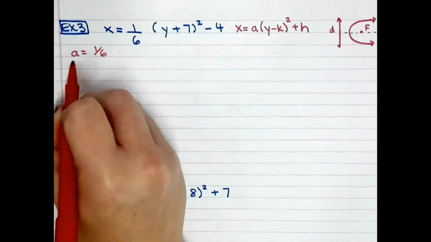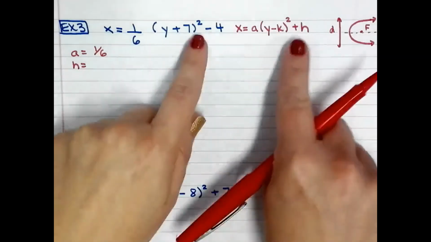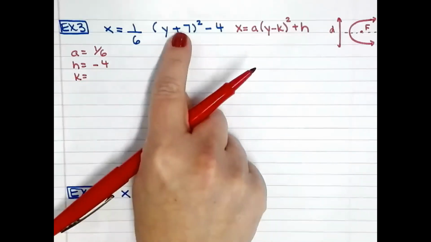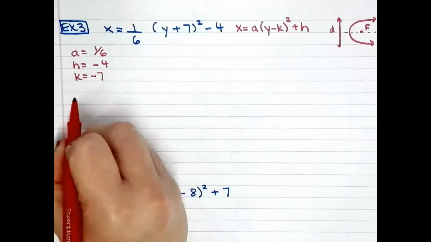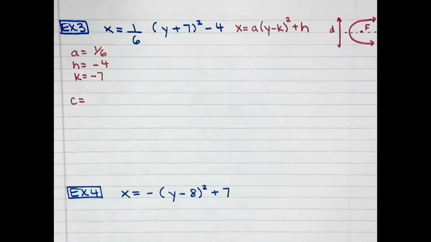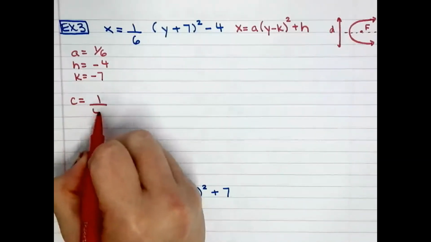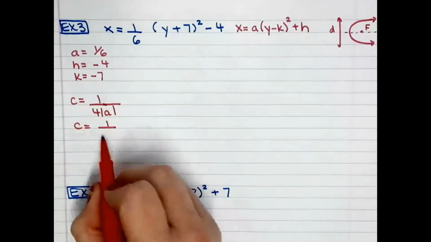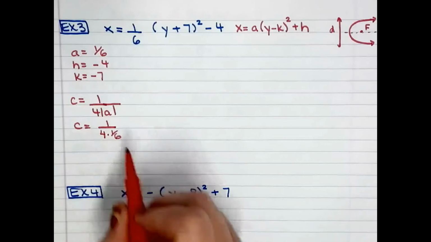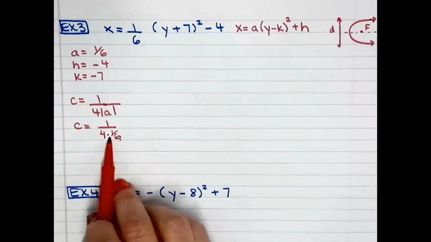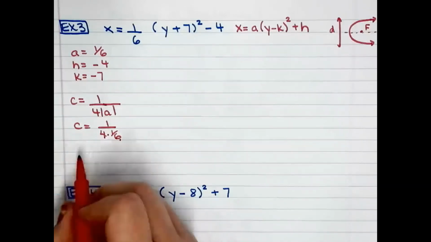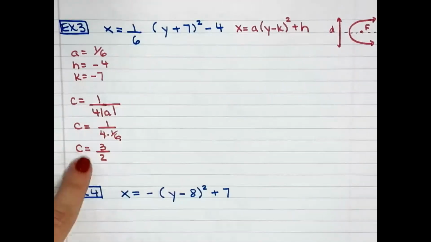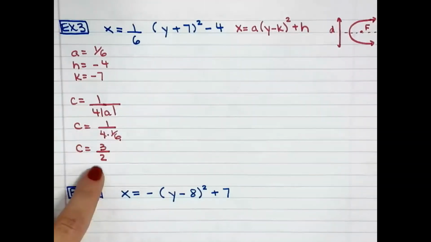Okay, so A is 1 over 6. H is that one right there, so -4. And K is -7. I already know I'm going to have to find C. And C is 1 over 4 absolute value of A. So 4 times 1 over 6 will give me 4 over 6. Simplify, that will give you 2 over 3. Multiply by the reciprocal, you have 3 over 2. If this was too much, put this in the calculator. You will get 3 over 2.